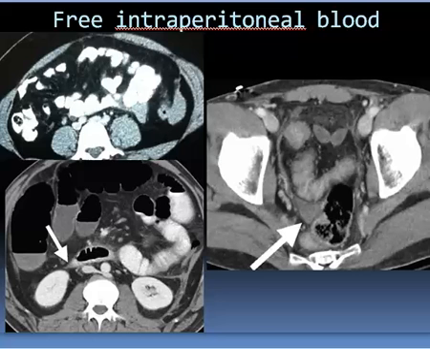Free intraperitoneal blood forms triangular opacities like this, like that, and like this. Triangular opacities due to blood trapped by the root of the mesentery.